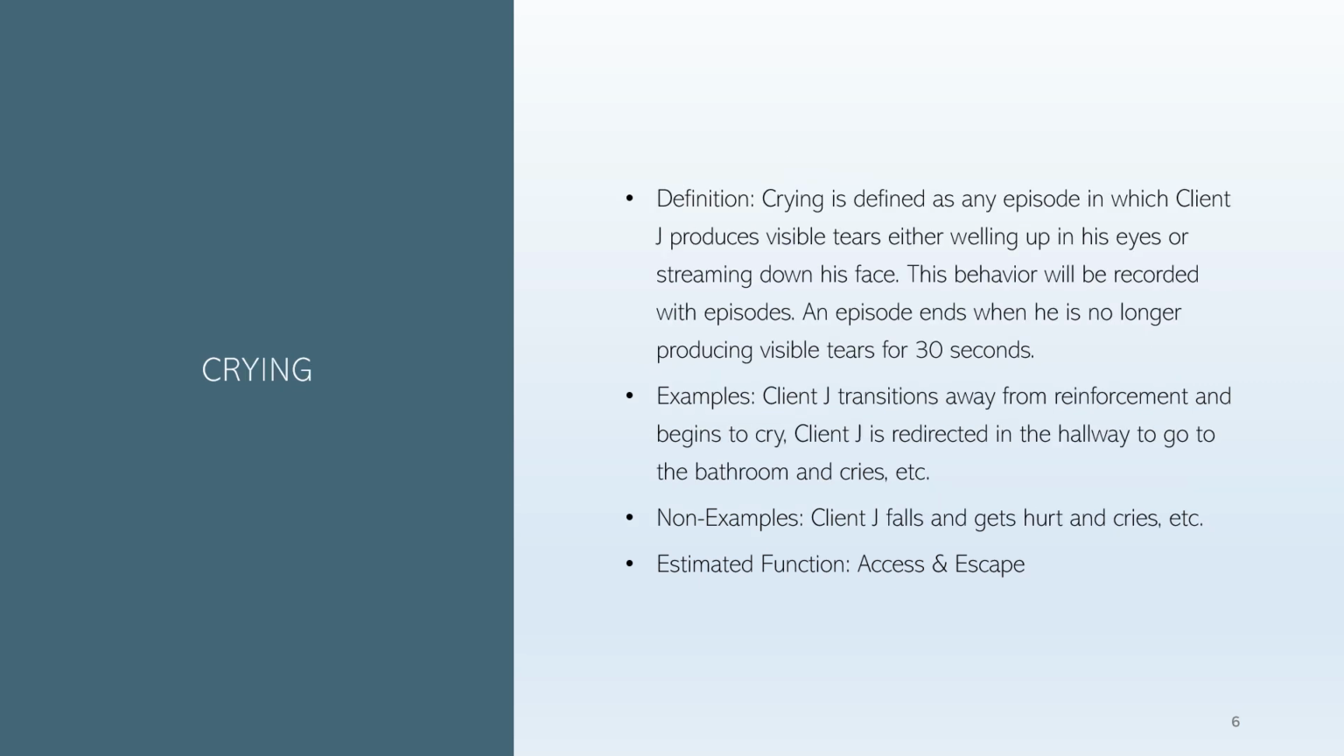The second behavior is crying. Crying is defined as any episode in which Client J produces visible tears, either welling up in his eyes or streaming down his face. This behavior will be recorded with episodes. An episode ends when he is no longer producing visible tears for 30 seconds. The estimated function of this behavior includes access to preferred items and escape from demands.